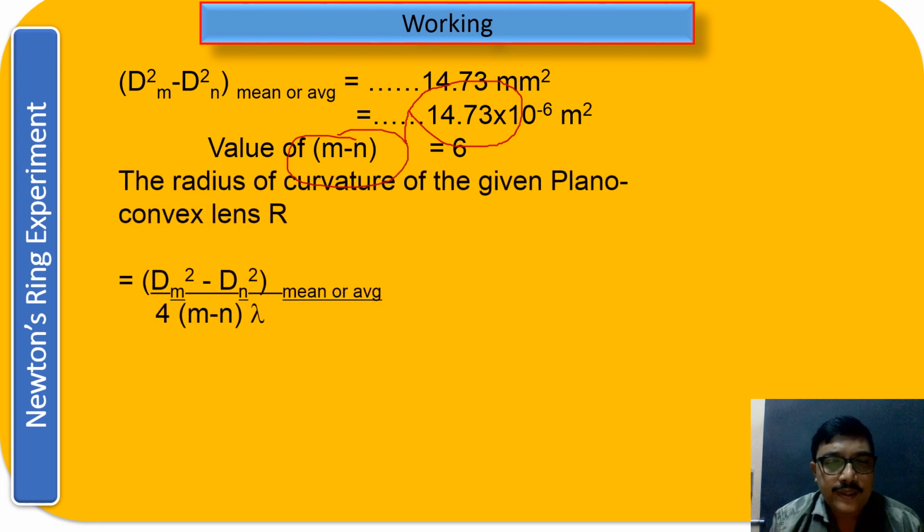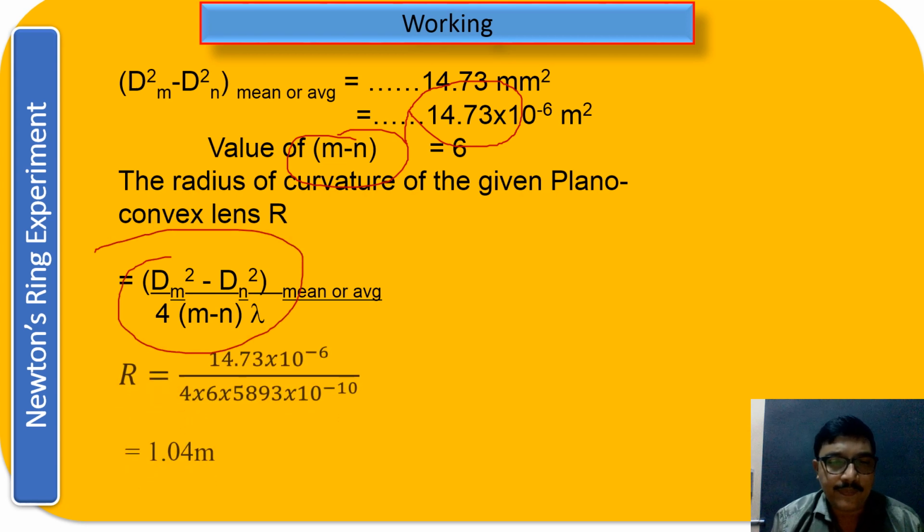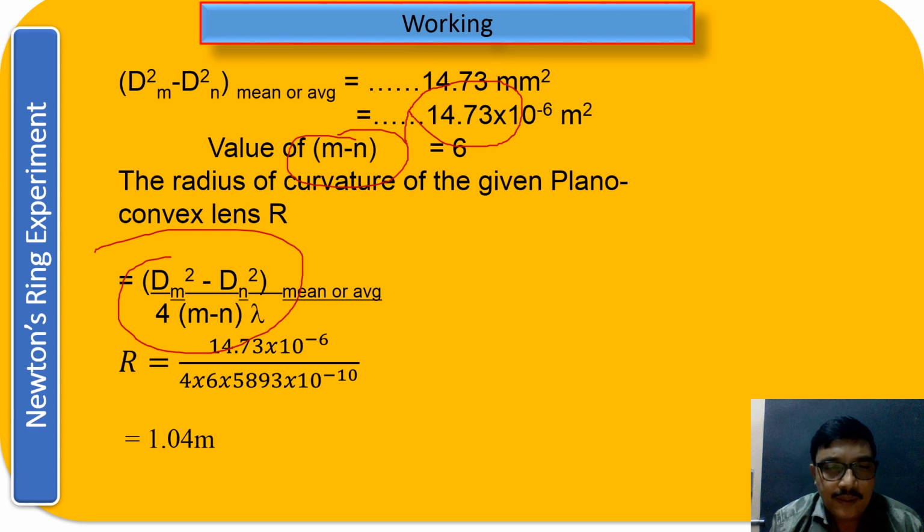Then how do you estimate the radius of curvature? With this formula, R equals d square m minus d square n divided by 4 times (m minus n) times lambda, right? Then you know the value of d square m minus d square n is 14.73 and m minus n is 6 and lambda is 5893. With this you get a radius of curvature of around 1.04 meter, right?